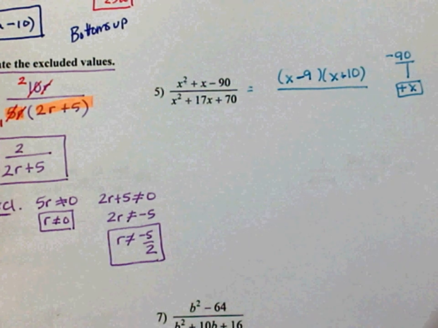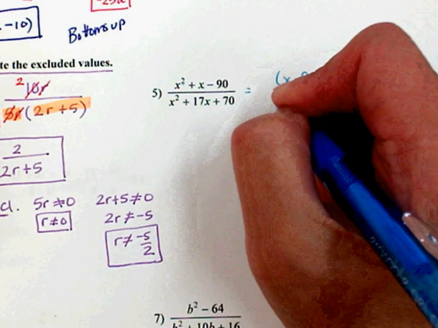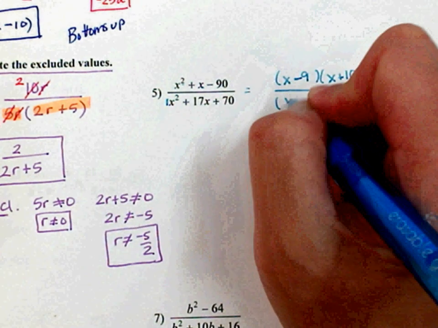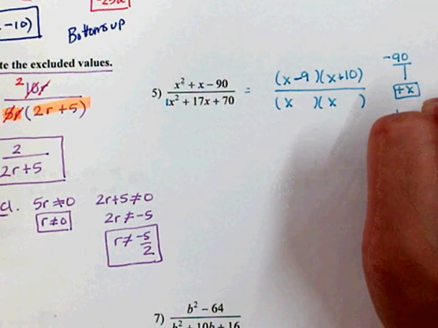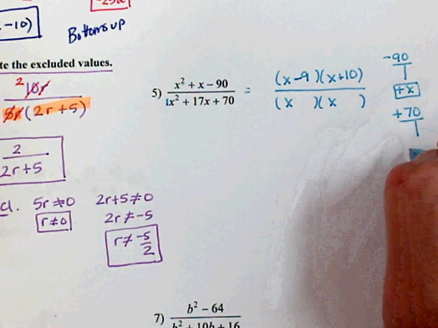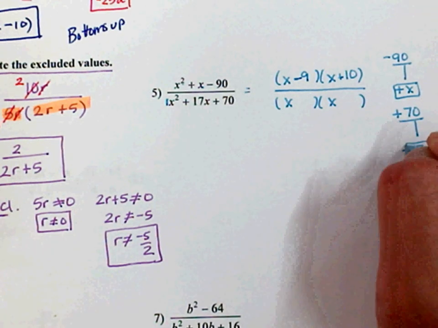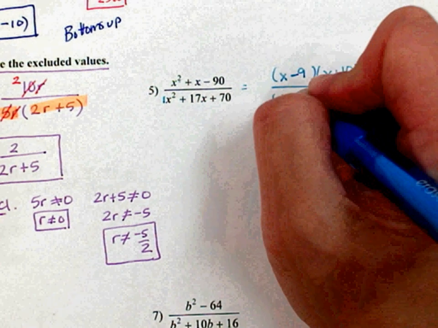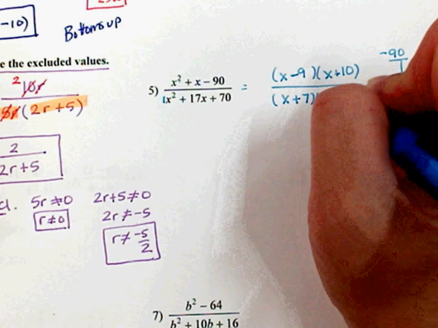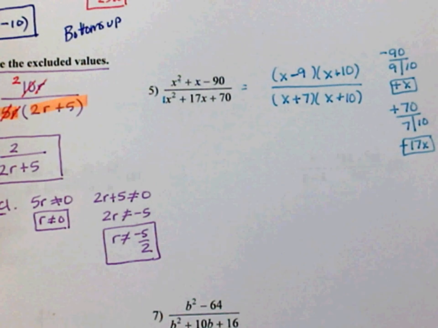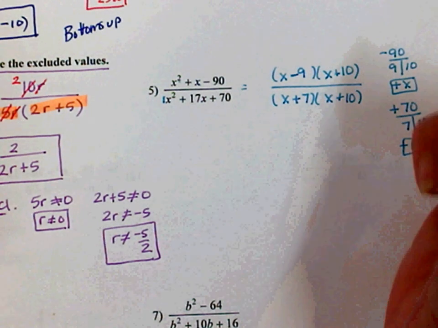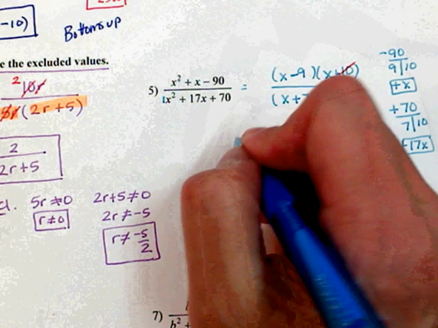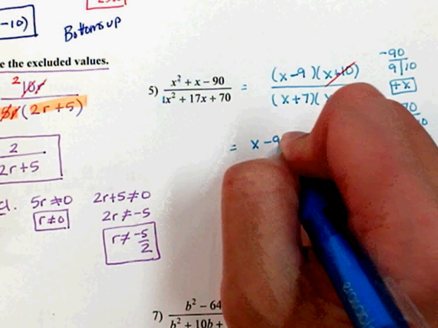All right, let's factor your denominator. A is a 1, so I don't have to worry about that. Factor x and x. Two numbers that multiply to give you 70, and it's going to add to give you 17x. What are those? 7 and 10. So positive 7, positive 10. All right, let's go ahead and cancel. Right there. There's my holes. So my final answer is x minus 9 divided by x plus 7.